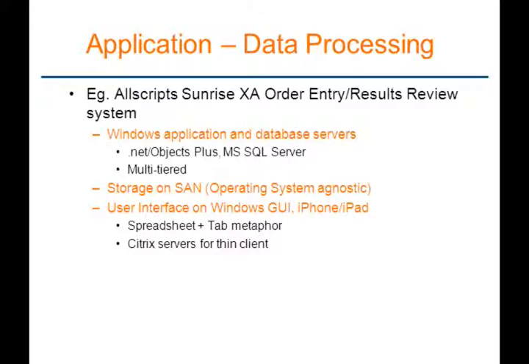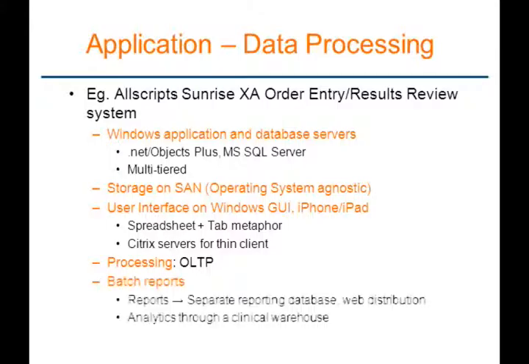So because Citrix servers with desktop and application servers is already 3-tier, by adding the database server, this is a 4-tier application. The processing is online transaction processing. This is about what tests and procedures have been ordered for patients. And the batch reports happen by taking a replica, the copy of the database, to the reporting database, and then the reporting is distributed through web distributions.